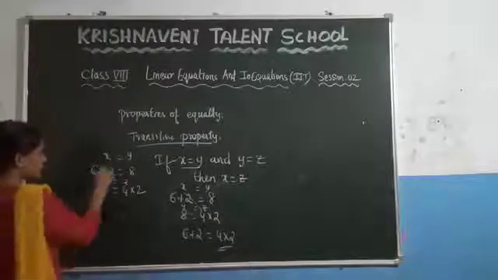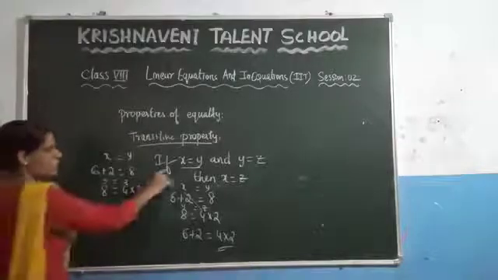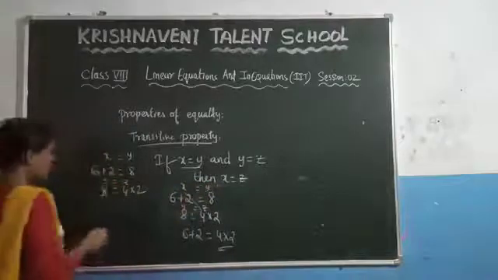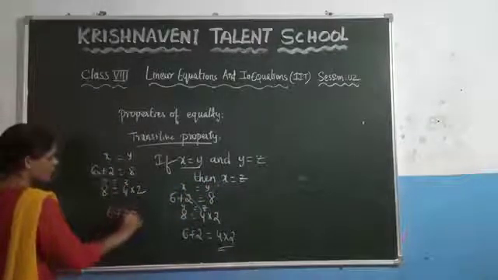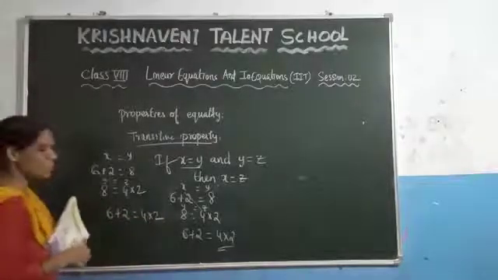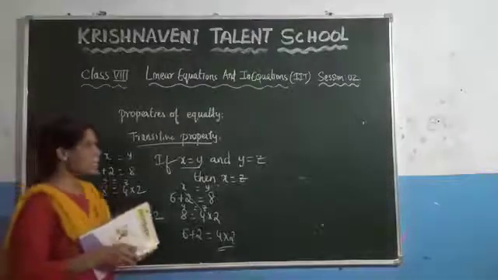Since x is equal to y and y is equal to z, the property says that if these two conditions hold, then x is equal to z. From this you can equate these two values. That means 6 plus 2 is equal to 4 into 2. Is it true or not? 6 plus 2 is 8 and 4 into 2 is also 8. So this property we call the transitive property.